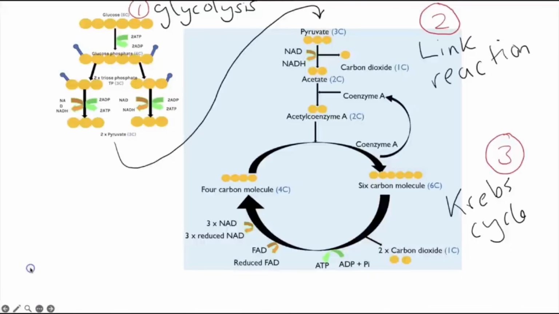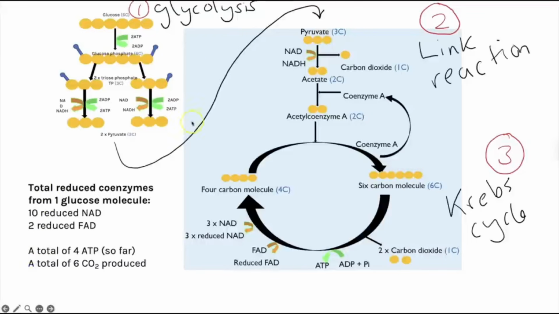So if we have a look at everything we've made so far then, we have got in total from glycolysis, link reaction and Krebs cycle, 10 reduced NAD, because we had 6 made here, 2 made here, and 2 made here, taking into account how many times each of these processes occurs. We have 2 reduced FAD from the 2 lots of the Krebs cycle. We have a total of 4 ATP molecules so far. We had a net gain of 2 in glycolysis, and we had 2 from the Krebs cycle happening twice.